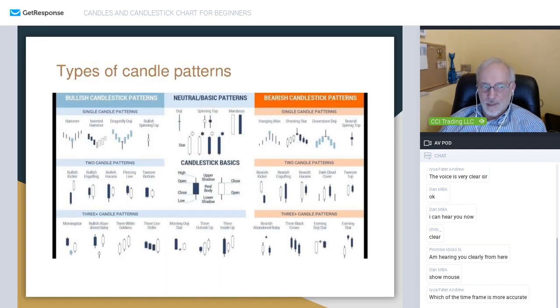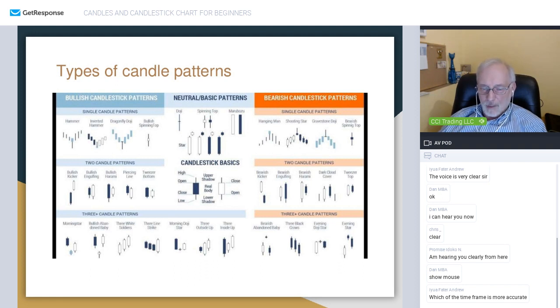So this is the list. Those are types of candle patterns. We have neutral patterns, which we cannot read in a way that tells us where the price will go, because we don't know if it will go up or down. We have bullish patterns, after which, when we see something like this on the chart, we can expect the market to grow. Those are single patterns, two candle patterns, and three and more. Of course, opposite to the bullish candlestick patterns, we also have bearish candlestick patterns, and as you see, we also have single, double, three and more.